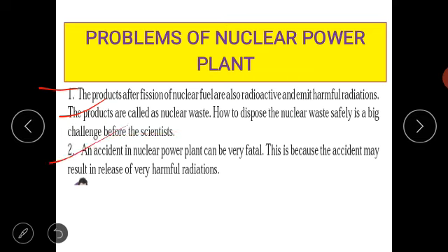Second, an accident in a nuclear power plant can be very fatal. This is because the accident may result in the release of very harmful radiation, and it cannot be controlled by human beings once the accident happens.